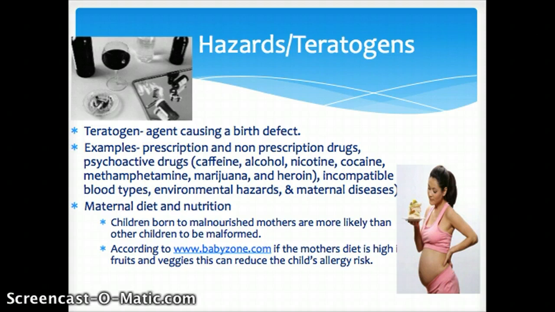A few more examples of the teratogens include incompatible blood types, environmental hazards, and maternal diseases. Maternal diet and nutrition also plays a large role in this. According to babyzone.com, if the mother's diet is high in fruits and veggies, it can reduce the child's allergy risk.